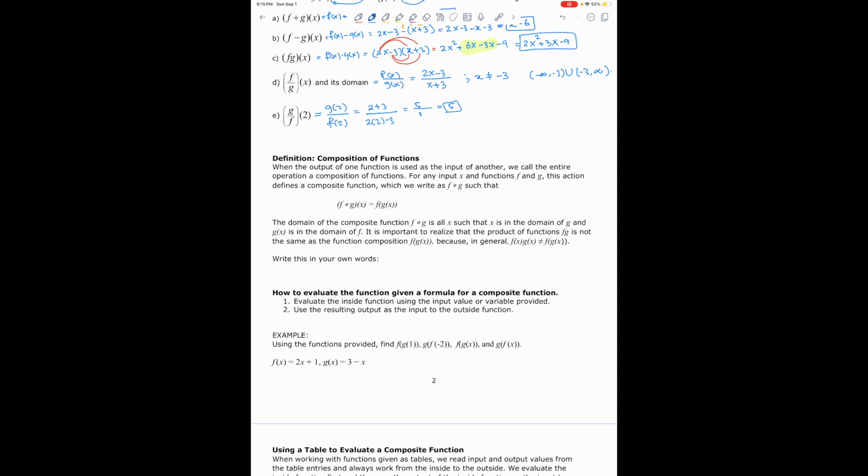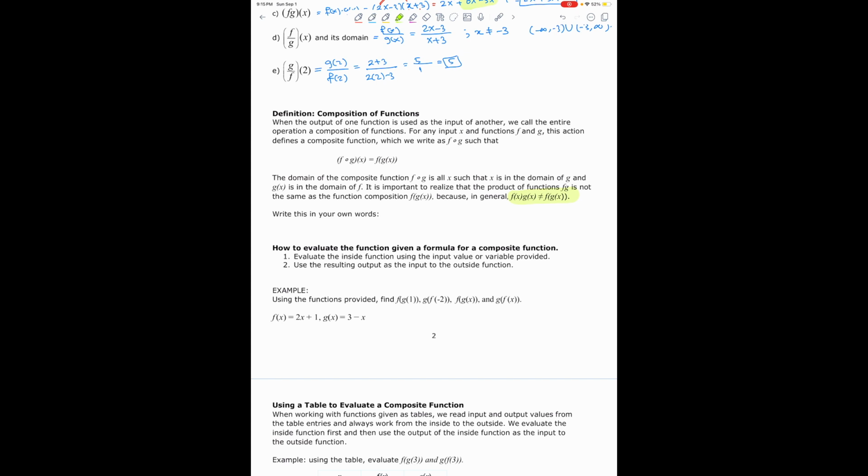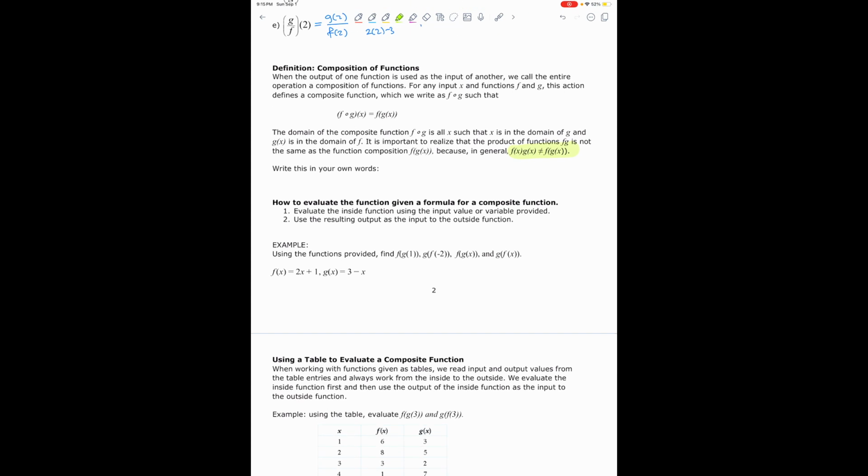It is important to realize that the product of functions fg is not the same as the function composition. I have had many students who, when they solve equations like that, basically multiply, which is not the correct action. f of g of x is not the same as f of x times g of x. Okay, so that is not true. Multiplication is not the same as composition.